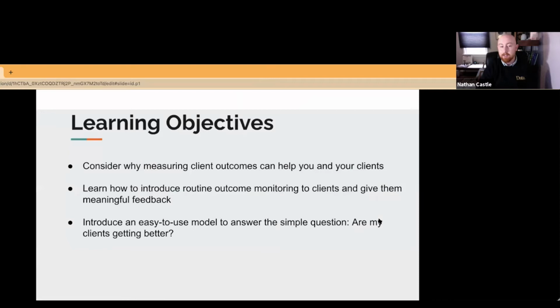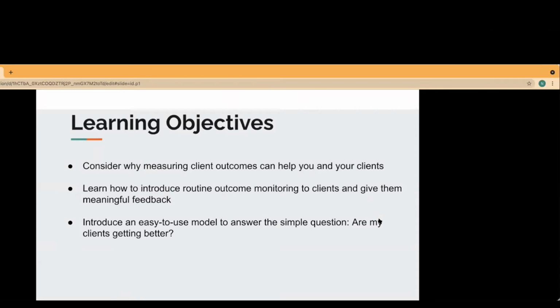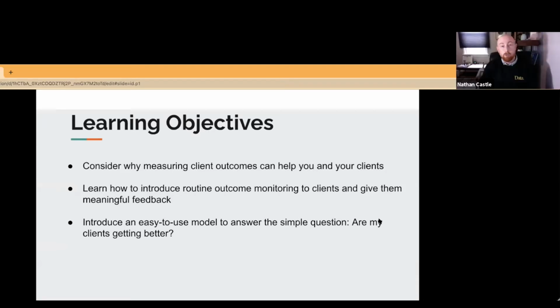Well, I'll jump straight into it. Thank you, Ben. For today, learning about putting routine outcome monitoring in your practice, there'll be three main learning points. One, considering why measuring client outcomes can help you and your clients. Two, learn how to introduce routine outcome monitoring, or ROM, as you'll hear it said today, to clients and give them meaningful feedback. And lastly, to introduce an easy-to-use model to answer the simple question, are my clients getting better?